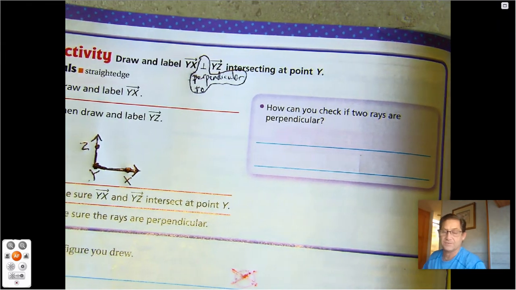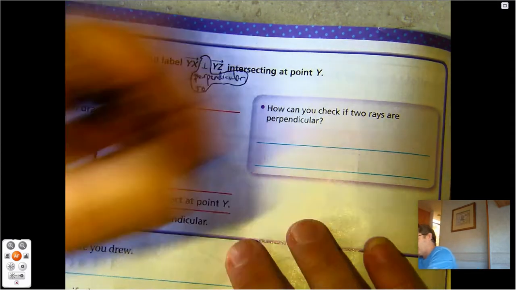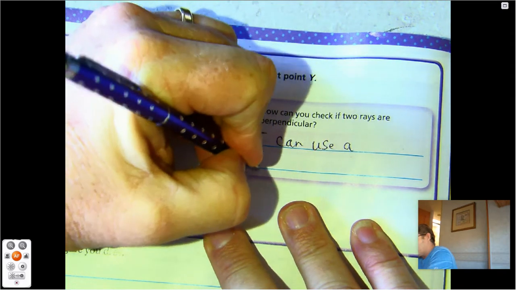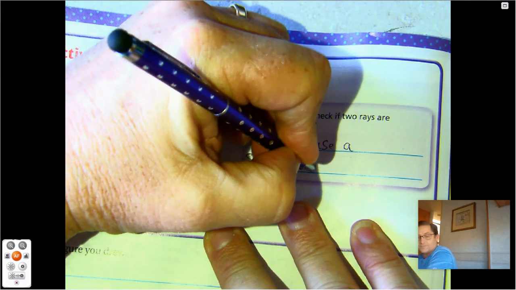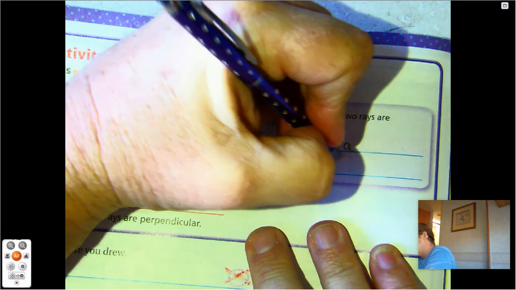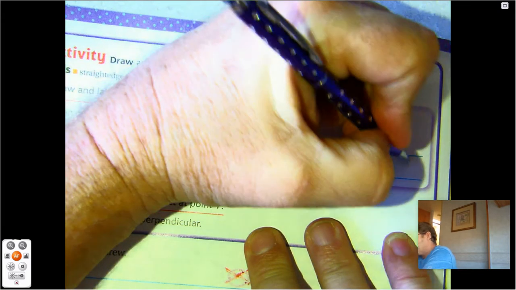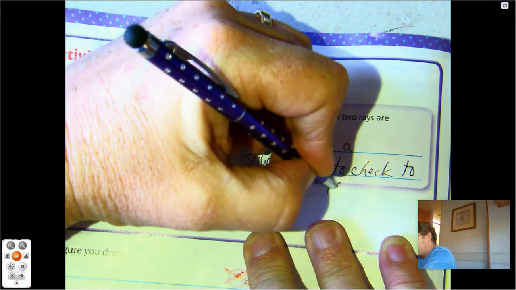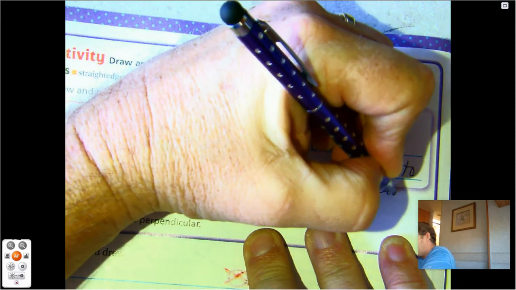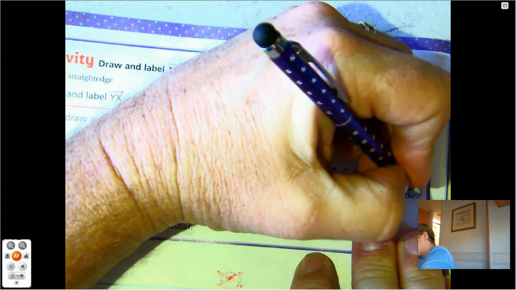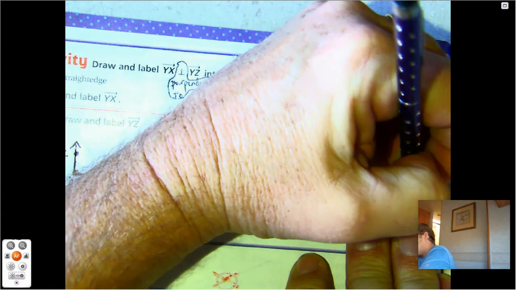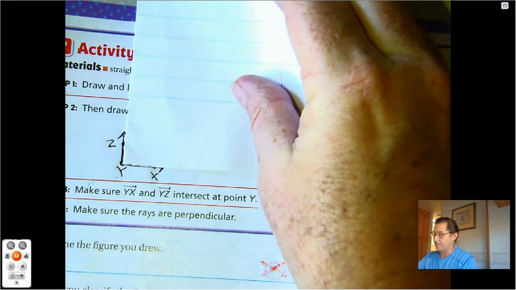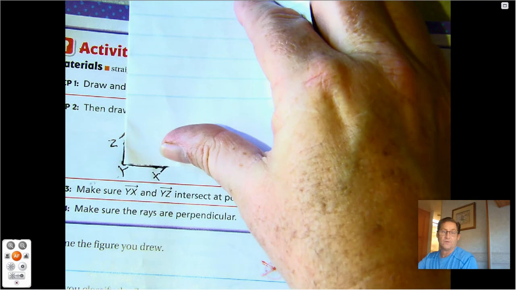So how can you check to see if two rays are perpendicular? You can use a square corner. So that's what I was doing with this. I was confirming that it was going to be a right angle.